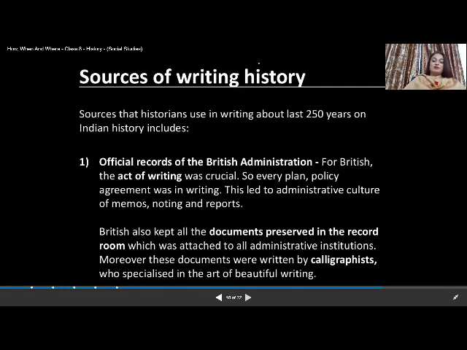Britishers also kept all the documents preserved in the record room, which was attached to the administrative institution. Moreover, these documents were written by calligraphists. Now a question arises: who were calligraphists? A calligraphist was a person who specialized in the art of beautiful handwriting. Those people are known as calligraphists. They used to copy down all the things.